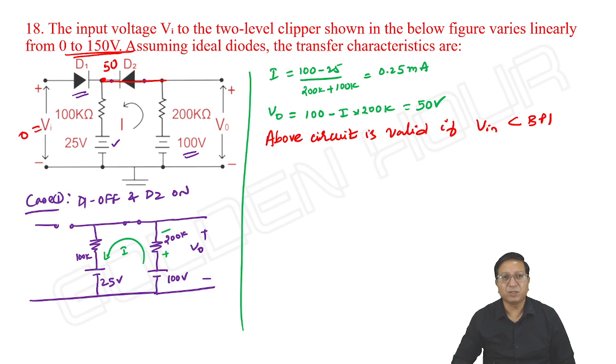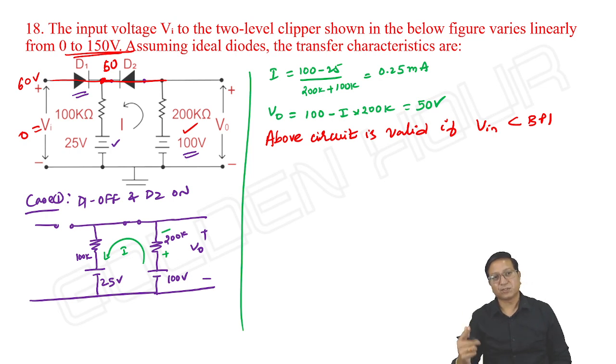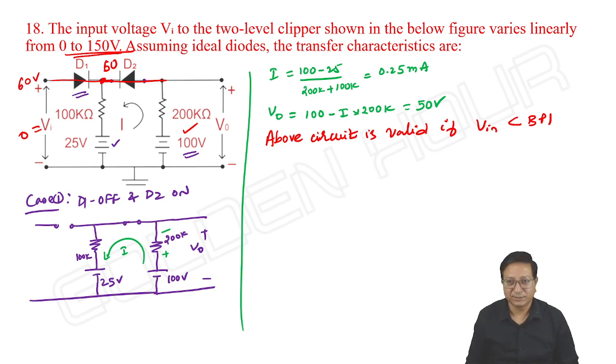So 50 volts means it looks like input is less than 50 volts, then this is the possible circuit. Okay. When input is more than 50, then what happens? D1 is on and D2 is also on, because suppose it is some 55 or 60 volts, D1 is on, and it short circuits, it is 60. What about D2? Its anode is going to 100 and the cathode is at 60. So still D2 is also on.